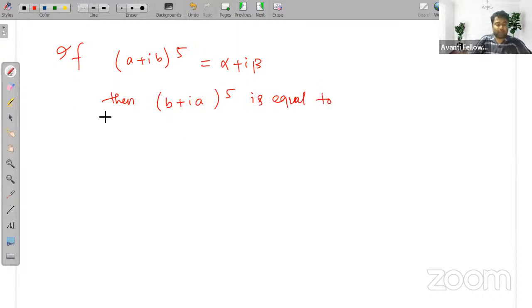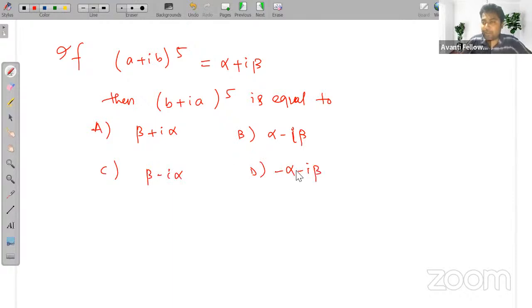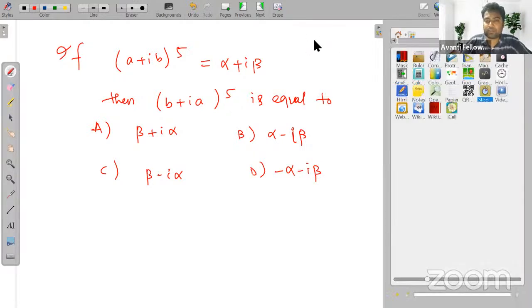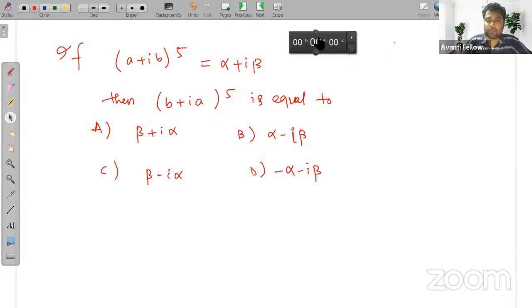which of the following? First option is beta plus I alpha. Second option is alpha minus I beta. Third option is beta minus I alpha. And last option is minus alpha minus I beta. So I'm giving you 1 minute for this question. Try to solve it, guys. And your time starts now.